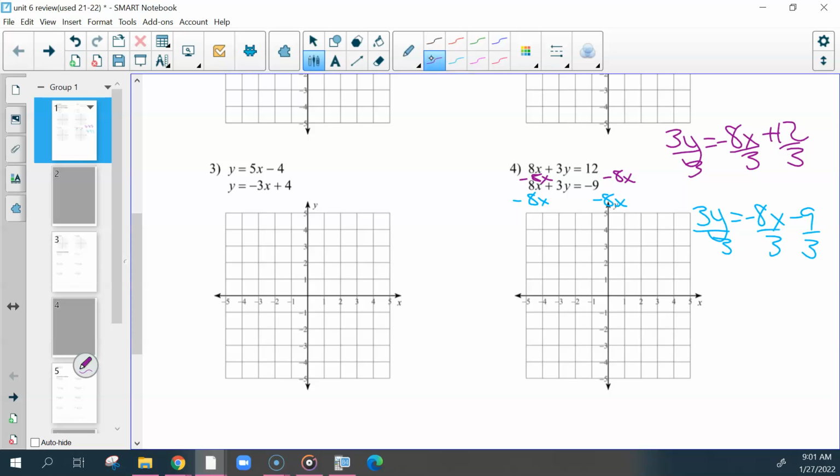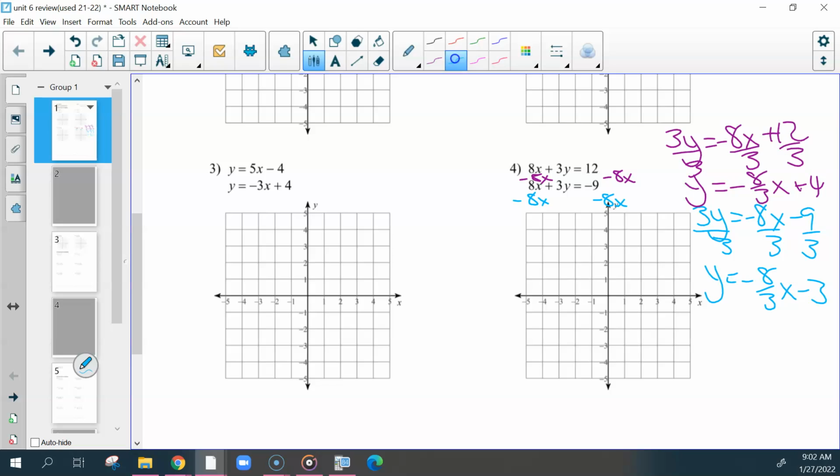So the first equation would be y equals negative 8 over 3x plus 4. And the second one would be y equals negative 8 over 3x minus 3. Without graphing these, what do we notice about these two equations?